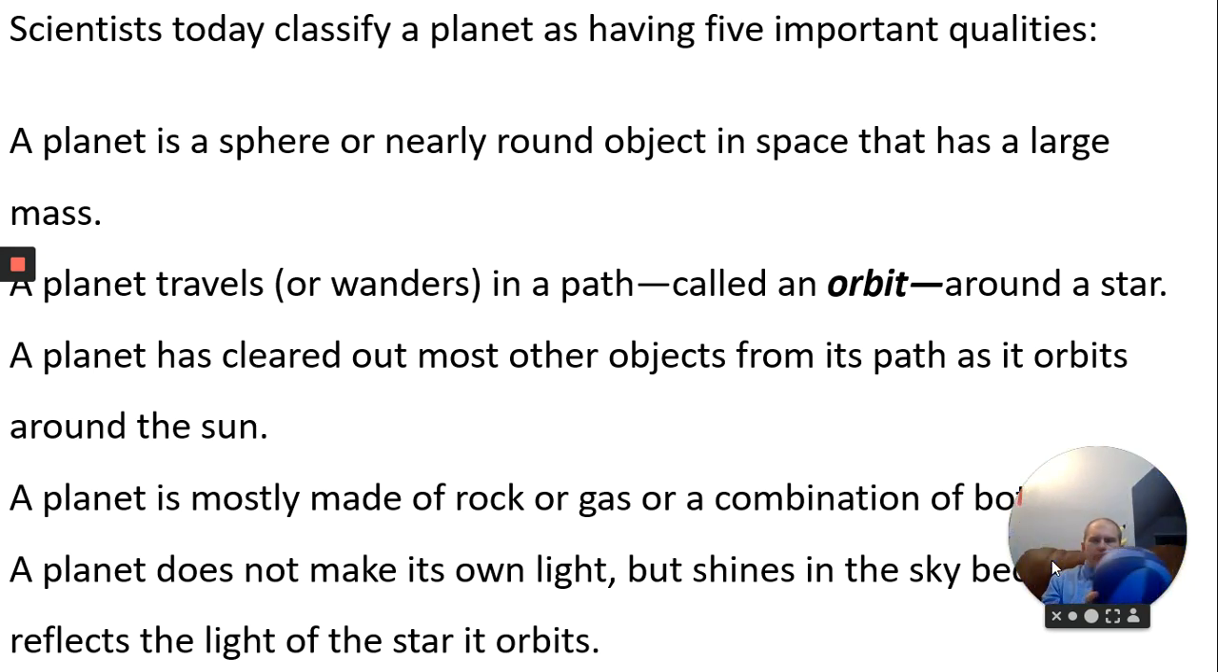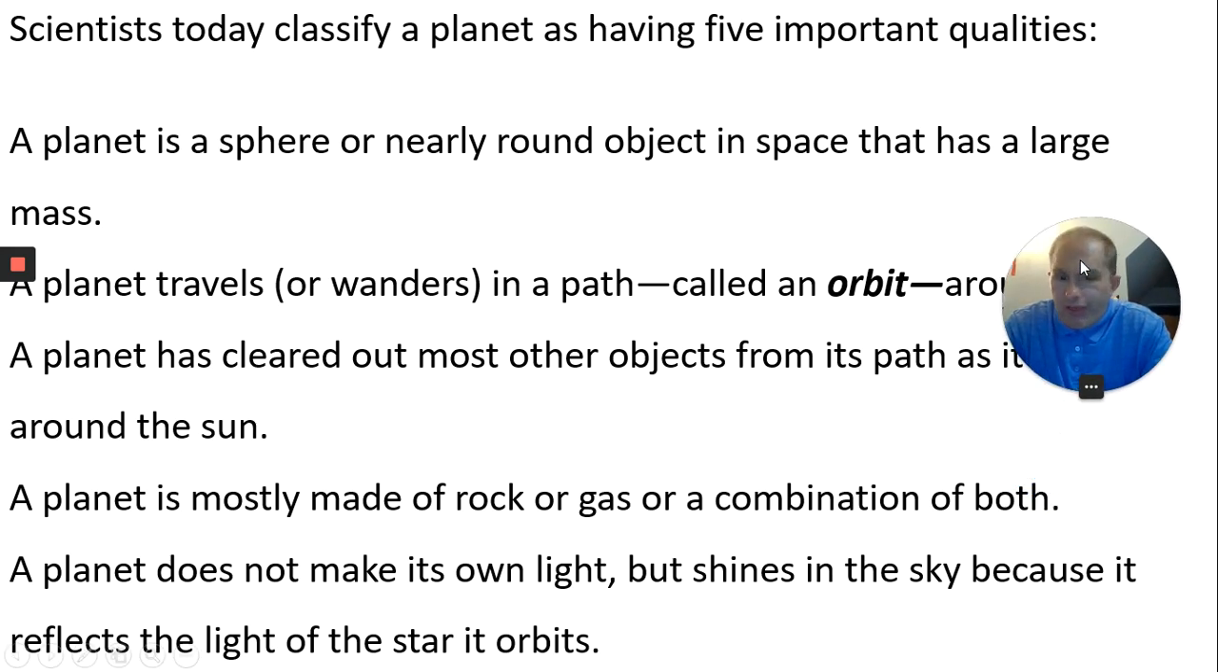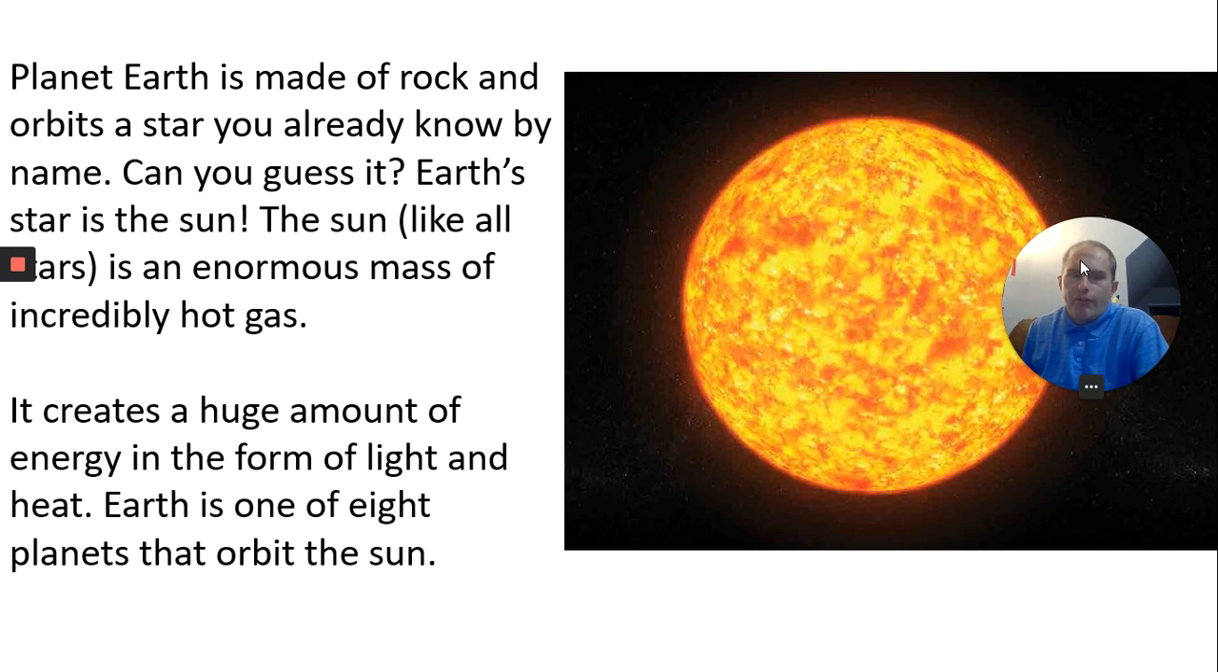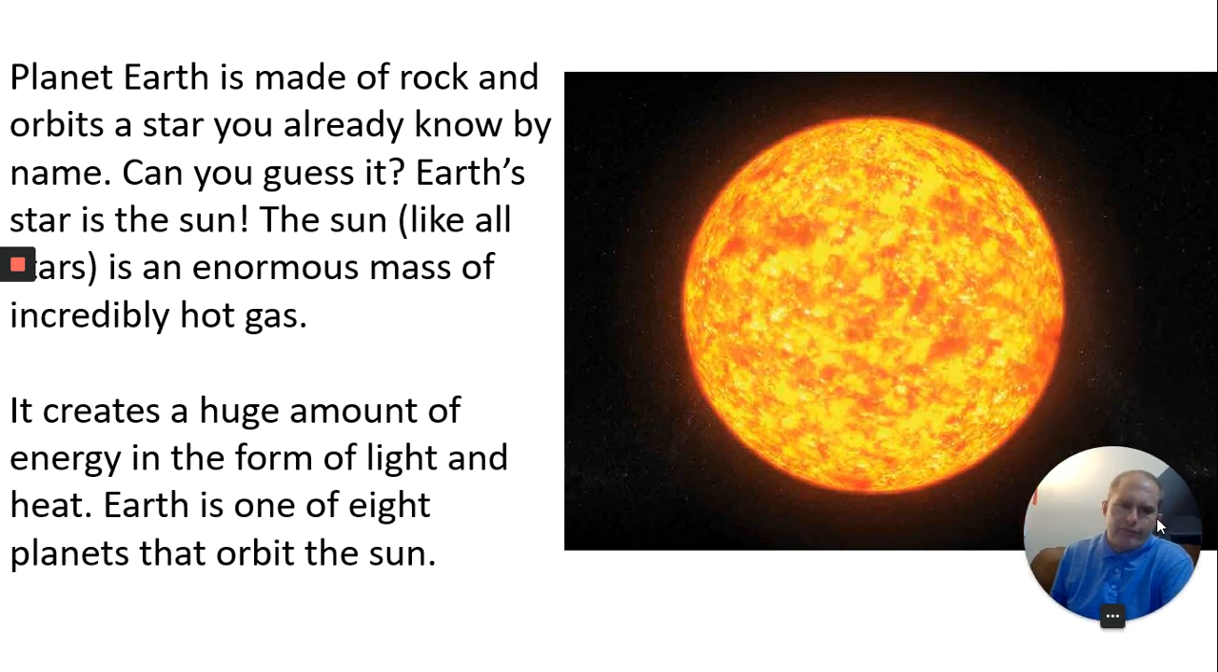around a star. 3, a planet has cleared out most other objects from its path as it orbits the sun. 4, a planet is mostly made of rock or gas or a combination of both. 5, a planet does not make its own light, but shines in the sky because it reflects the light of the star it orbits. Now the planet, I'm getting too close to the sun. Goodness. Okay. Nice and warm here. Roast marshmallows.